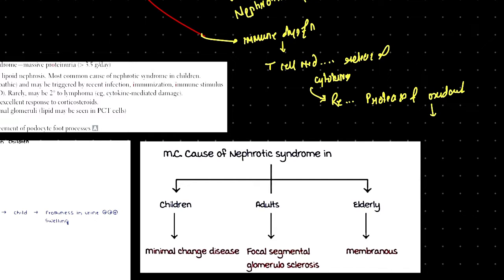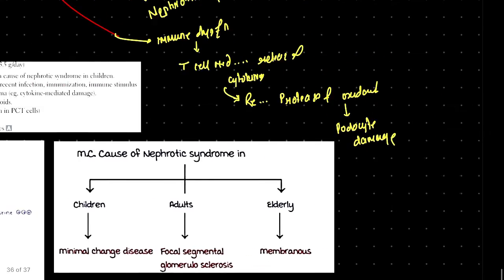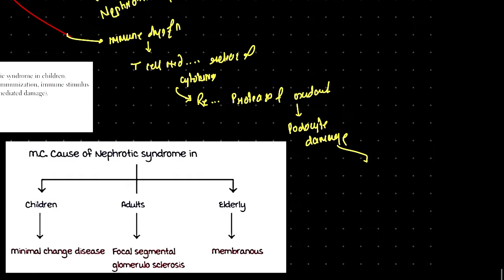As there is release of proteases and oxidants, these will go to the area of the podocyte and cause podocyte damage. Podocyte damage is what we call podocytopathy. And as podocytopathy happens, there will be an increase in excretion of protein, which we call proteinuria.